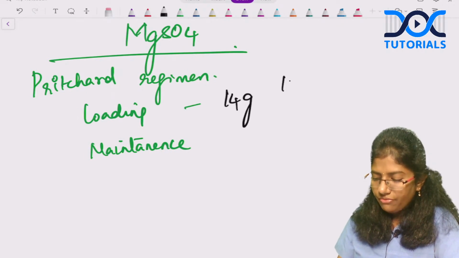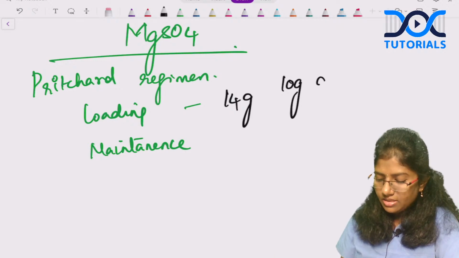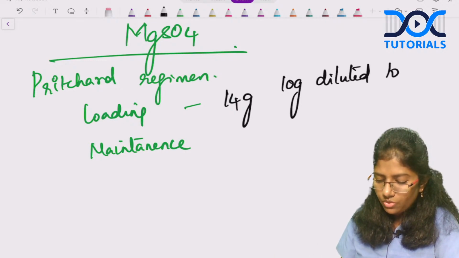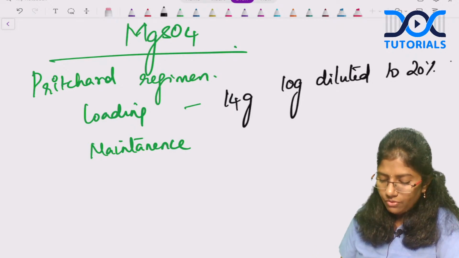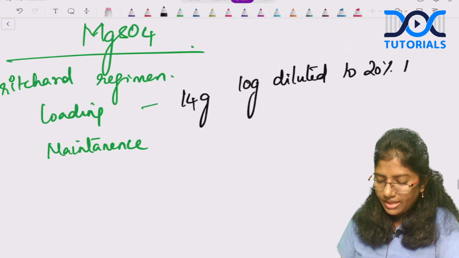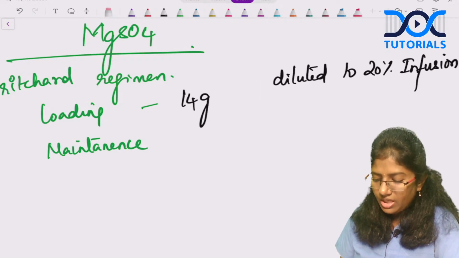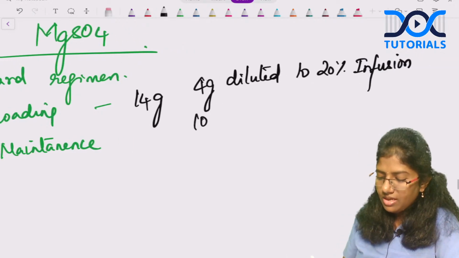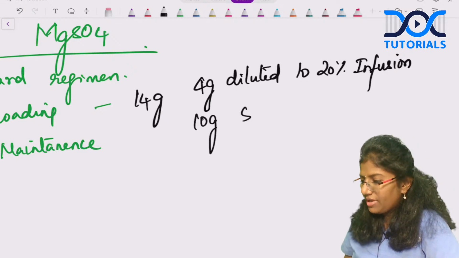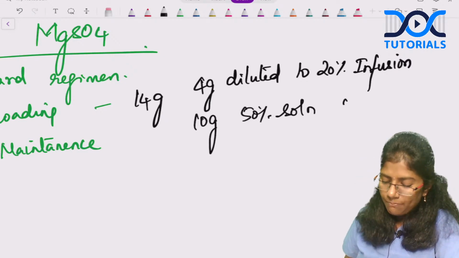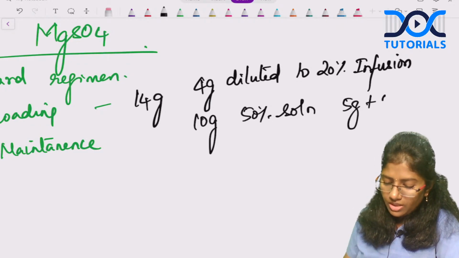And 10 gram given as a 50% solution, 5 gram in each buttock: 5 gram in the right buttock and another 5 gram in the left buttock. So this is about the loading dose.